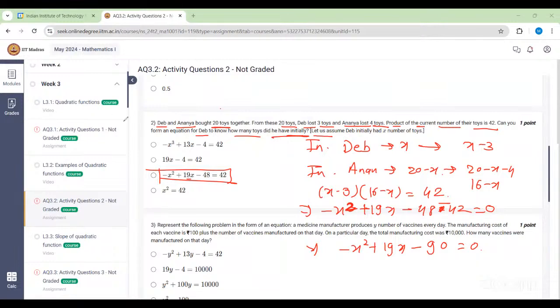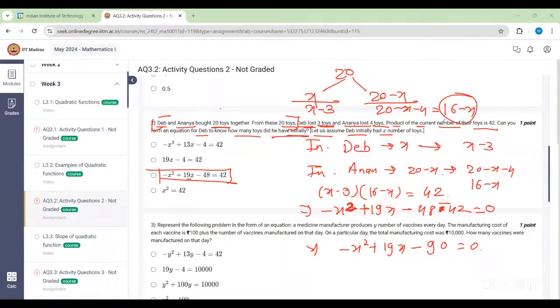Yeah, so see, first of all, we have to assume that Dave initially had X number of toys. In the first line, it's given that the total number of toys is 20. So if Dave has X number of toys, then Ananya must have 20 minus X number of toys. Now in the second line, it says that Dave lost 3 toys. So that means X minus 3 is the current number of toys Dave has. And Ananya lost 4 toys. So that means 20 minus X minus 4 toys now Ananya has. That means 16 minus X.